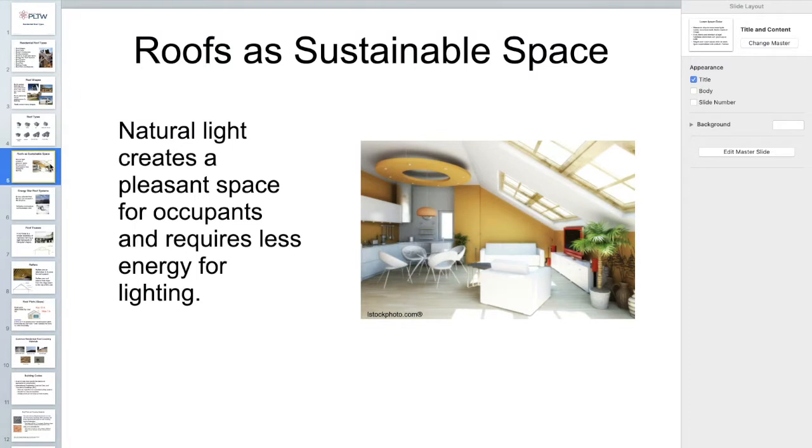Roofs as a sustainable space. Natural light creates a pleasant space for occupants and requires less energy for lighting. In some cases, we can also get some solar gain through those windows and help to heat that space. But natural lighting really creates a nice environment and atmosphere for anybody in there.